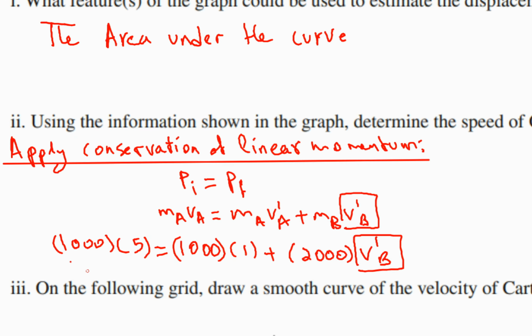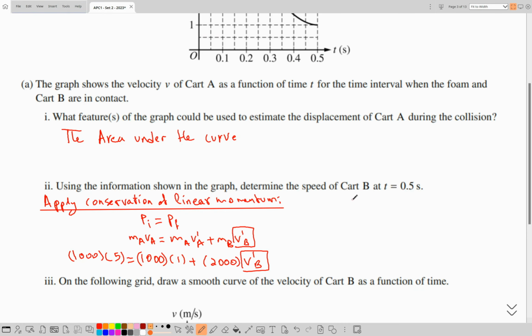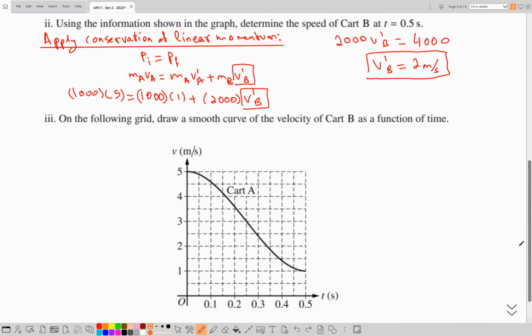Now this is 5000 and this is 1000, which means that 2000 v'_B is equal to 4000, which means that v'_B, which is the velocity after collision, is given by 2 meters per second. And in this case, the velocity and the speed are the same because they are positive. So that's the answer for idea number 2.